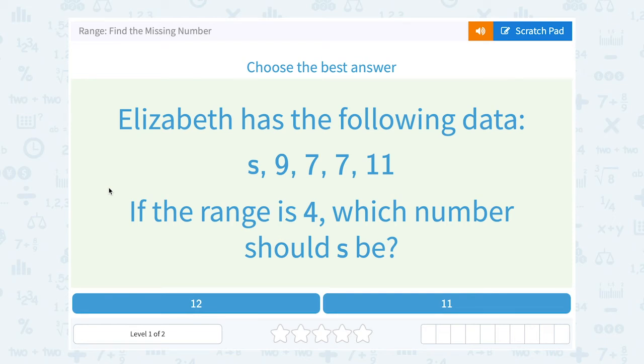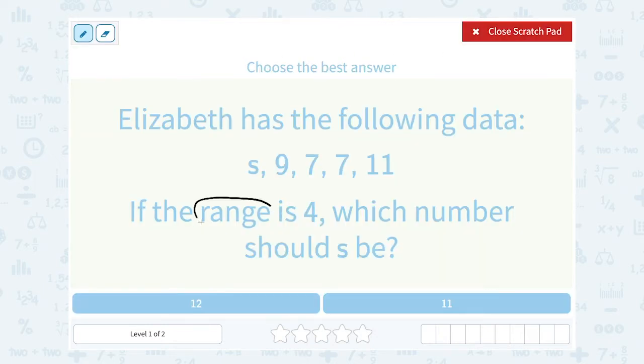Let's take a look at range and how to find the missing number. Elizabeth has the following data: S, 9, 7, 7, and 11. If the range is 4, which number should S be? Okay, well, let's take a look at this vocabulary word. Remember, range is always the largest number in your data set minus the smallest number in your data set.